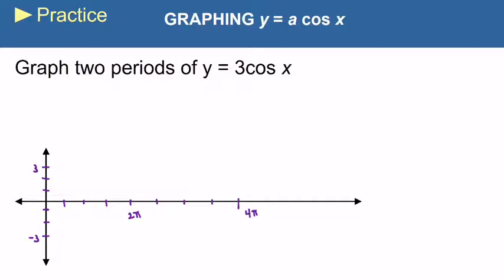Okay, now we will put our dots in. Remember, the basic pattern for cosine is high, middle, low, middle, high. So here we go, high, middle, low, middle, high. And we'll go ahead and do it again. So we have 2 periods, and now we will connect the dots. And there's our cosine function for y equals 3 cosine x.